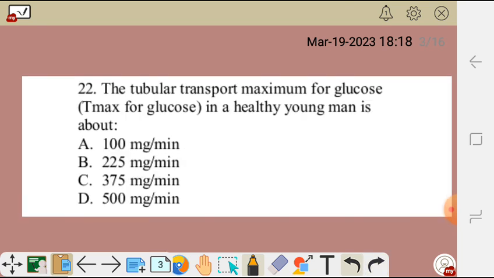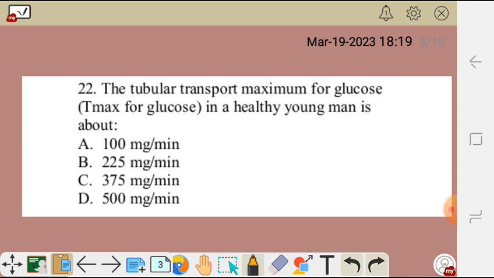Question 22, the tubular transport maximum for glucose in a healthy young man is about A, 100 milligrams per minute, B, 225 milligrams per minute, C, 375 milligrams per minute, D, 500 milligrams per minute. So which one among these is the tubular transport maximum? The maximum point at which glucose is saturated is 375 milligrams per minute. So the correct answer for question 22 is C.